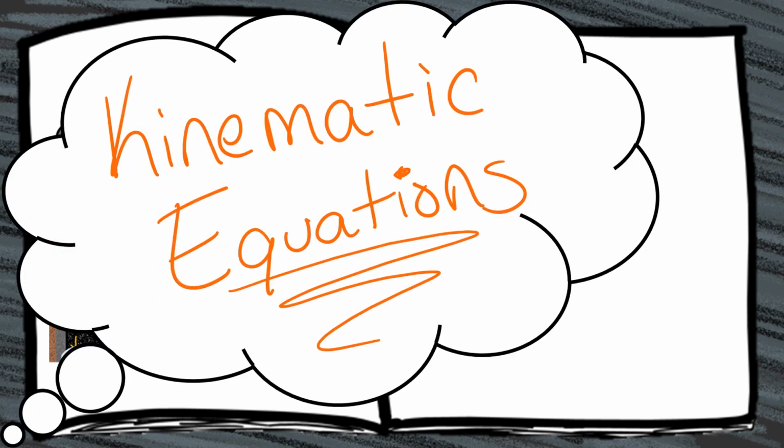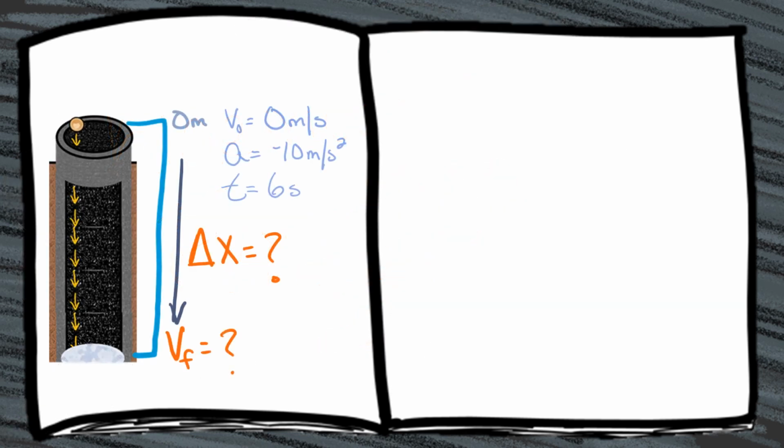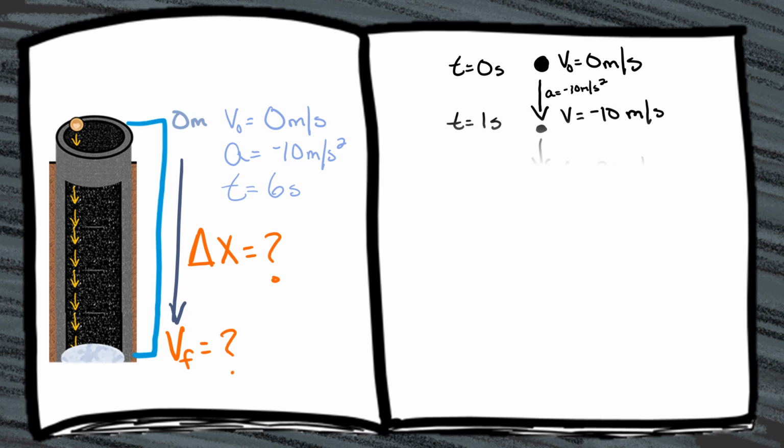That's right, Alex. We could use a kinematic equation in this scenario because our acceleration due to gravity is constant. However, before we dive into using our kinematic equations, it's important for you to understand how much drawing out a physics problem can help you understand the object's motion. For instance, we know that the penny started at 0 meters per second at the top of the well, which is 0 seconds. Then, after 1 second, because of its constant acceleration experienced due to gravity, the penny's velocity changed to negative 10 meters per second.